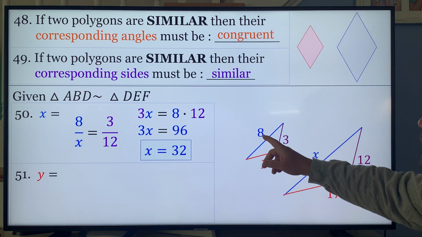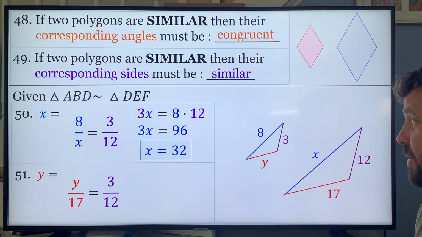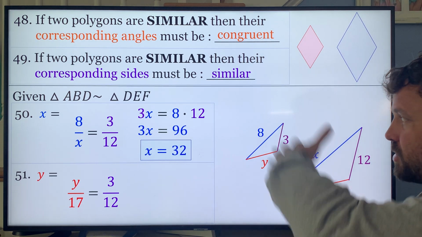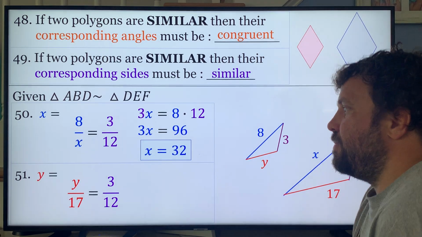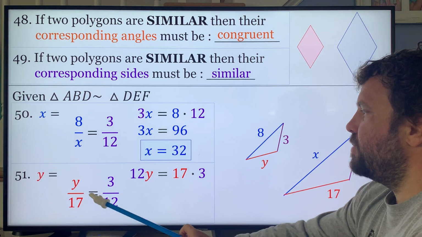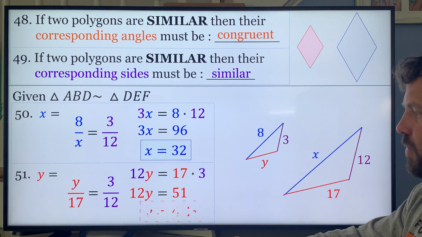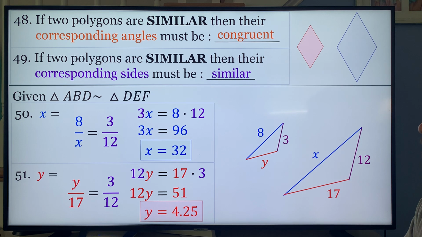We're going to use the same thing. Don't use 8 and x, use 3 and 12 equals y over 17. Okay, now the variable's on top. You always go left to right or right to left, keep the same pieces, or top to bottom. Always do the same stuff. Don't mix things up. So in this case, you get 12 times y equals 17 times 3. 12y equals 51, and y equals 4 and a quarter, 4.25. All right, that was pretty easy.